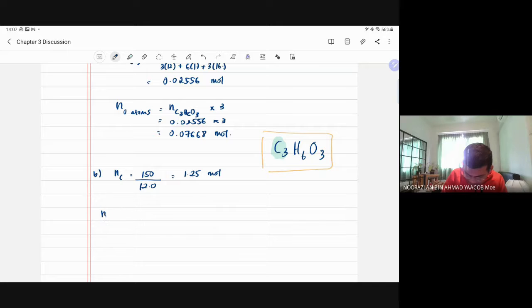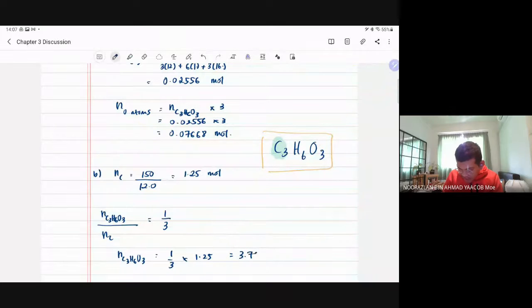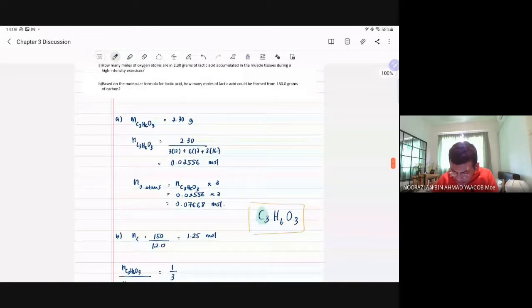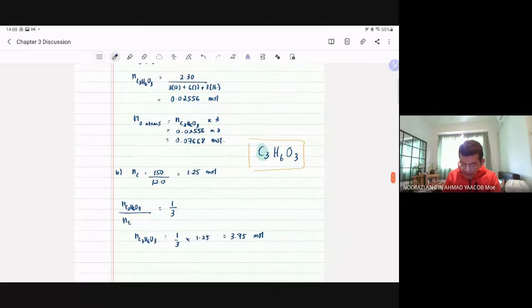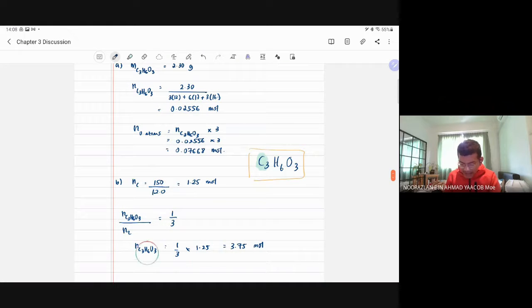So, kalau kita bahagikan number of mole of C3H6O3, we divide that by number of mole of carbon, which equals to 1 over 3. 1 kepada 3. So nak dapat number of mole, darab silang sahaja, you will get number of mole of C3H6O3. 1 over 3 multiplied by 1.25. You should get 3.75 mole. Okay. Dia minta number of mole kan? Okay, number of mole. Okay. Jadi untuk 150 gram karbon, kita boleh menghasilkan 3.75 mol of lactic acid.